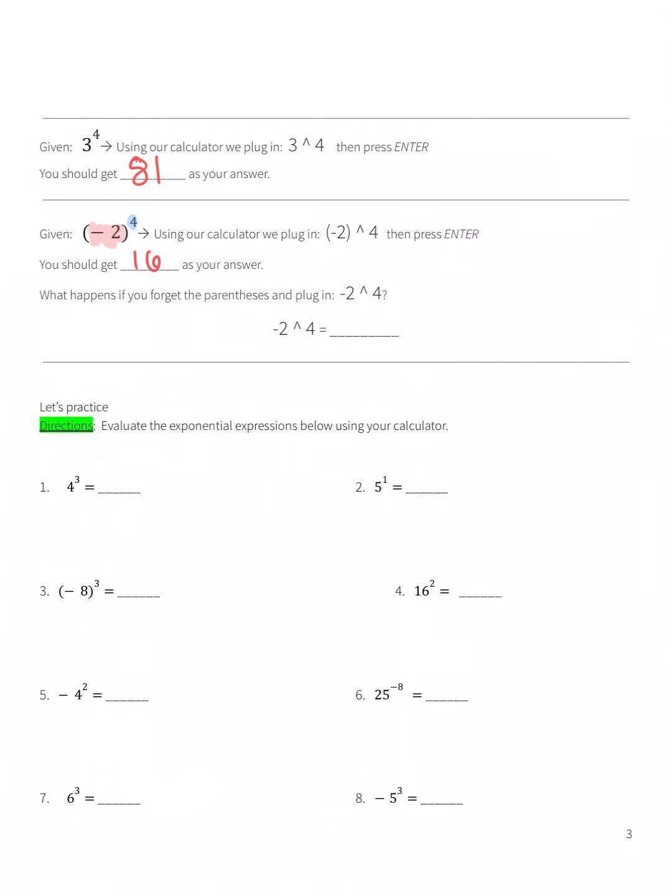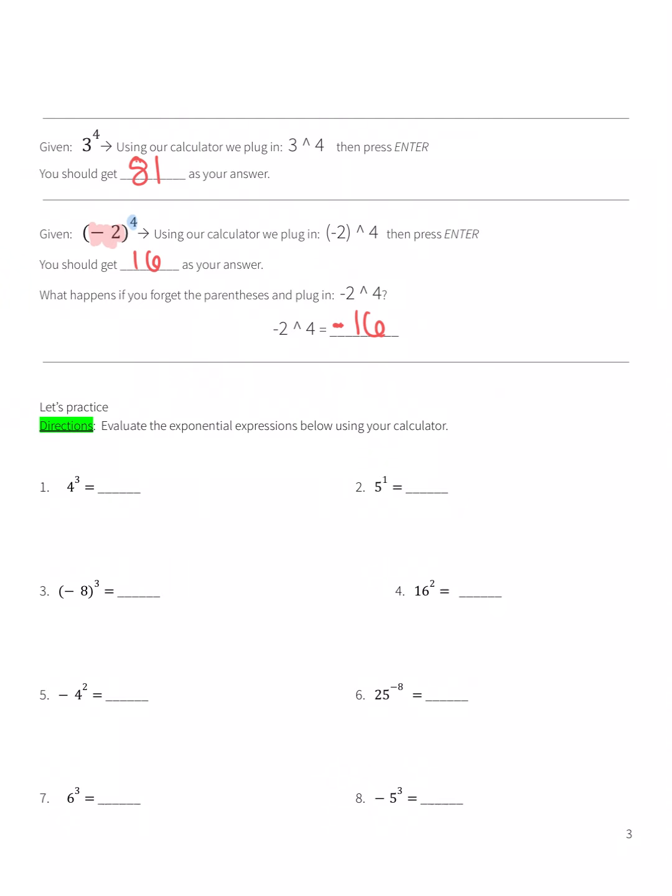Okay? Let's pretend that you forget to put the parentheses in and you do -2 to the power of 4. You're going to get an answer of -16. Remember? Because we always add that negative at the end. So these look very similar, but it's important to remember when it's in the parentheses, it's solved differently than when the negative sign is outside the parentheses. When it's outside the parentheses, we just know that it's always negative.